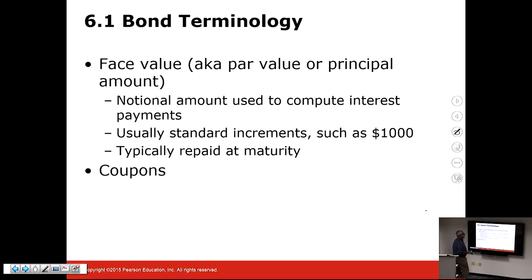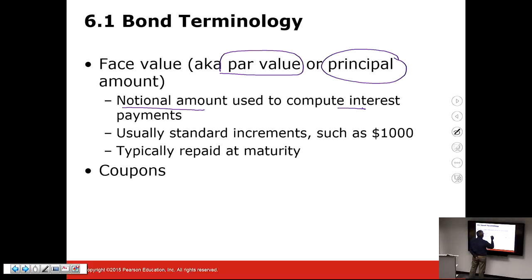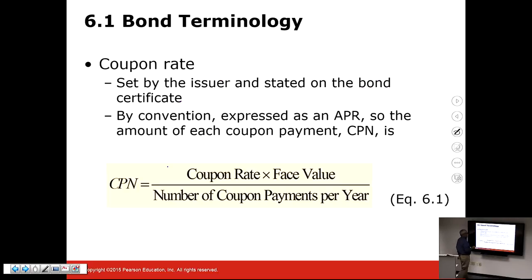So face value, again, is also known as the par value or the principal amount, as I just discussed. And it's the notional amount that is used to compute the interest, and it will be paid back at the end of the life of the bond, repaid at maturity. Coupons are based on this notional amount or the par value, calculated as coupon rate times the face value.